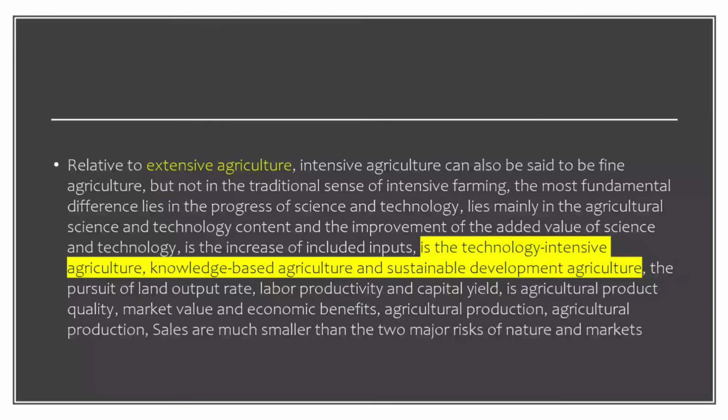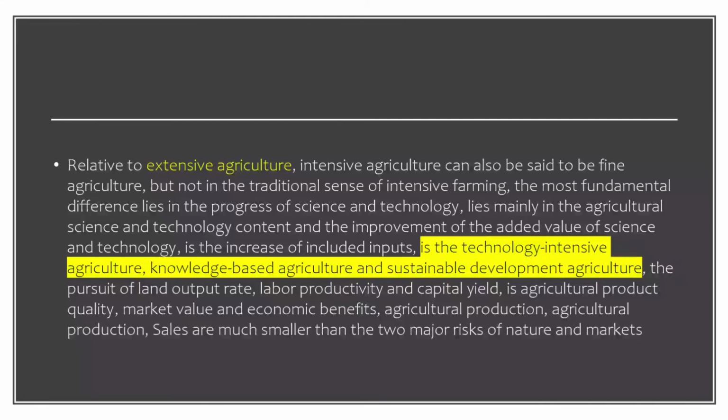Relative to extensive agriculture, intensive agriculture has also been called farm agriculture, but not in the traditional sense of intensive farming. The most fundamental difference lies in the progress of science and technology, lies mainly in the agricultural science and technology content and the improvement of the added value of science and technology.